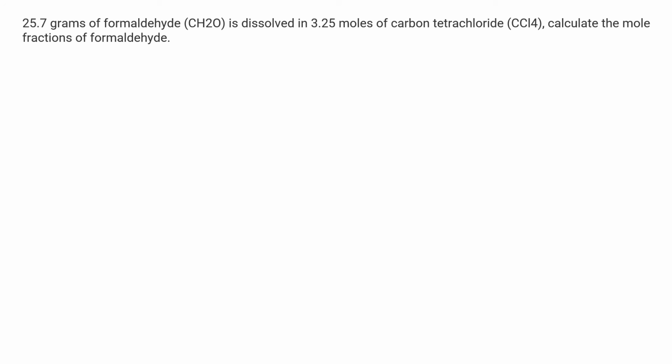25.7 gram of formaldehyde is dissolved in 3.25 moles of carbon tetrachloride. Calculate the mole fraction of formaldehyde. Here we have a binary solution. We have two components, formaldehyde CH2O plus carbon tetrachloride forming a solution. They are asking you to calculate the mole fraction of formaldehyde.